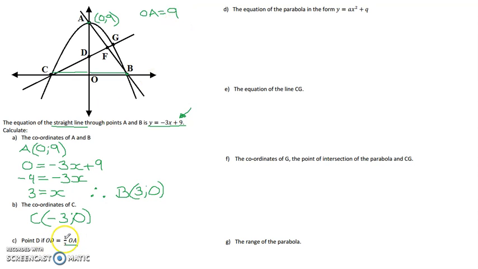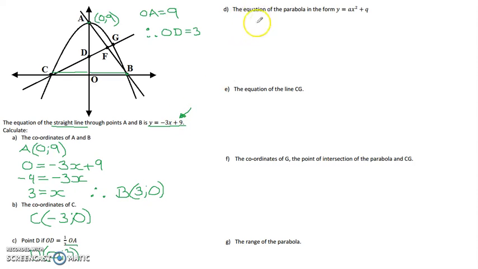So if OD is a third of OA, it must mean that OD equals 3, which means that D has the coordinate (0; 3). Now the reason why I haven't done all of these calculations down here is because this is really a 1-mark question. We just want to know, can you figure out the distance between the origin and the y-intercept, and then can you divide by 3? Which of course you can do. You are in grade 10 now.